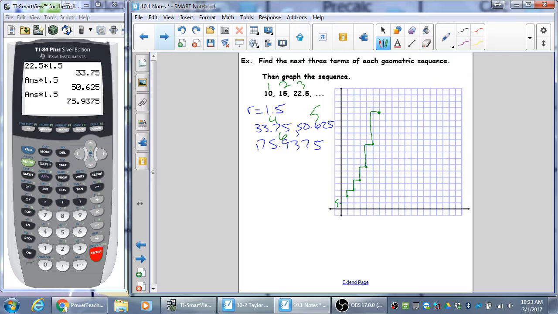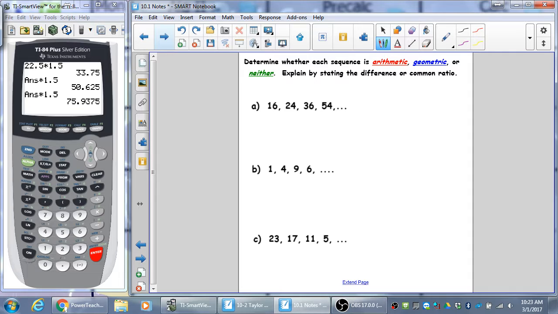So geometric increases more and more and more. It increases very quickly once you graph it correctly, once you don't do stupid stuff like I just did. Determine whether each sequence is arithmetic, geometric, or neither.